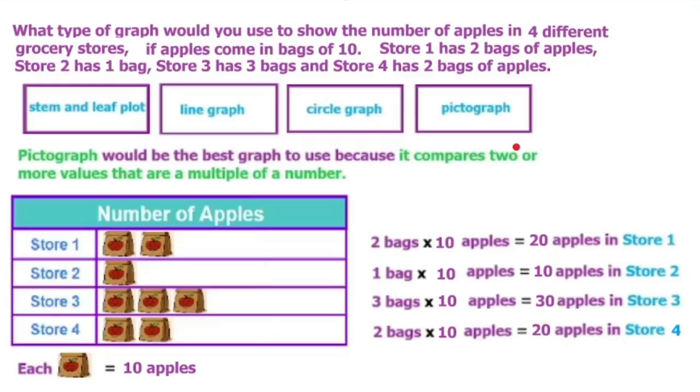So we could see that this type of graph compares 2 or more values that are a multiple of a number. So here we have 2 values. There's number of bags, and then there's 10 apples in each bag, so it's different multiples.